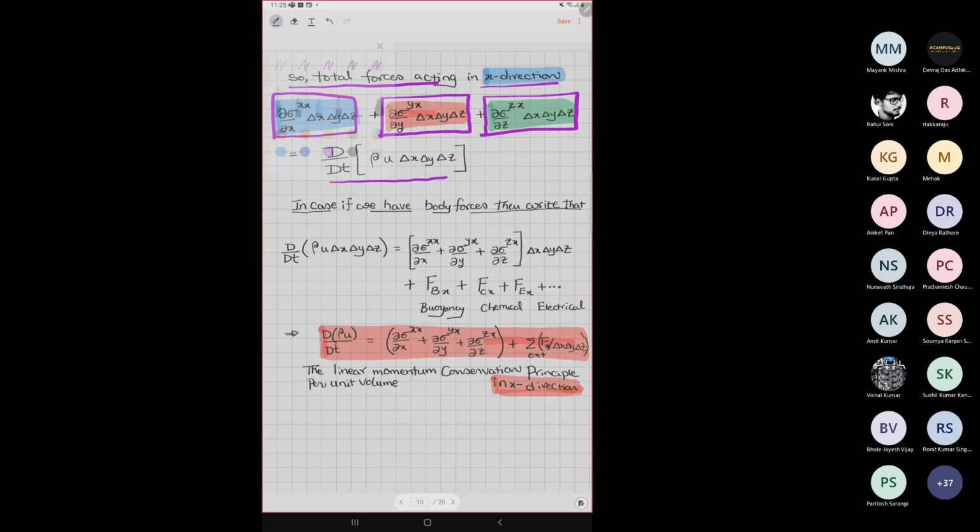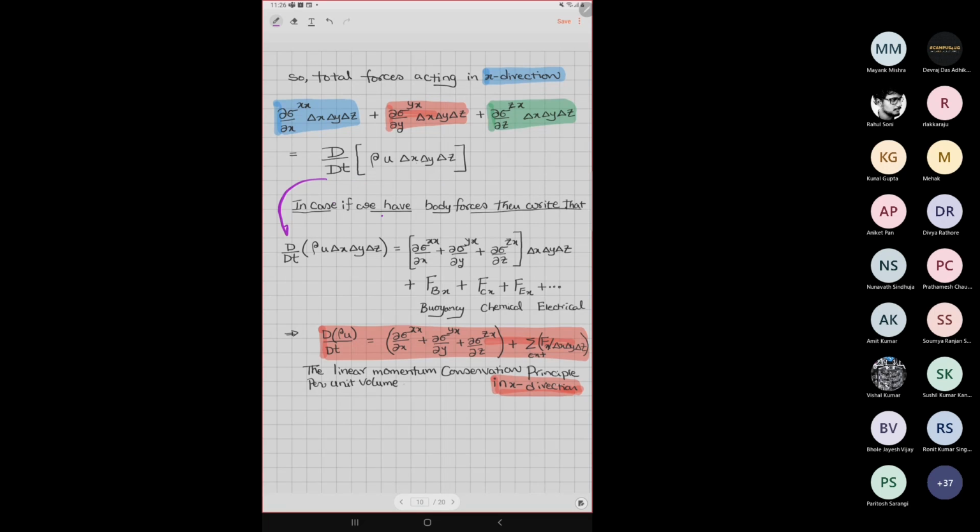Rate of change of momentum means first identify the momentum of the fluid particle. Rho multiplied by that infinitesimal element delta x, delta y, delta z gives you the tiniest mass, multiplied by the velocity the fluid particle acquires, u. So d by dt of rho u delta x delta y delta z is equivalent to this surface force distribution. That is what we are writing in a simplified form.